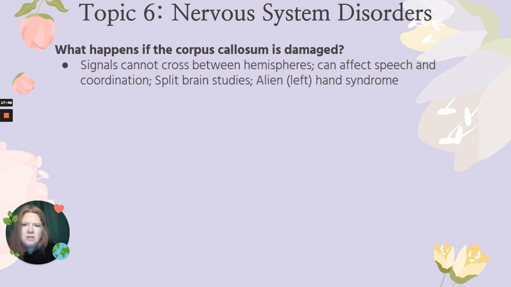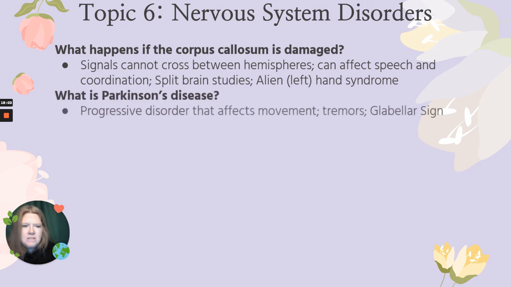But there is an interesting thing called the alien or left hand syndrome that occurs when people have the corpus callosum damaged, where the left hand appears to do things without the person's knowledge, or even that they're acting to make it move. So pick up something or open a door or scratch the face, and it is not under their control.